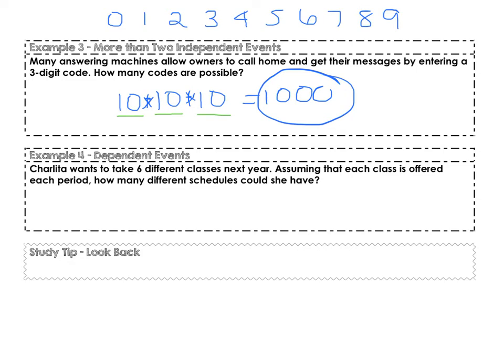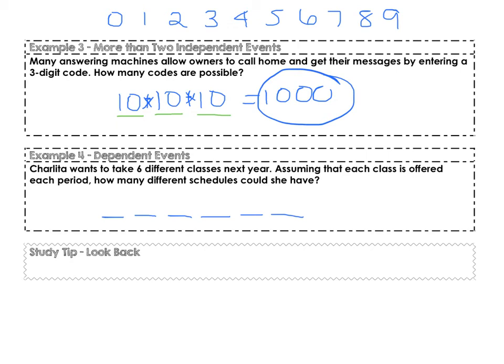Last example, we have this Charlita who's going to take 6 different classes. One way of starting to look at this is we have 6 different placeholders, one representing each of the individual classes. So like a first period, a second period, a third period, a fourth period, fifth, and sixth period class. Assuming that each class is offered during a period, how many different schedules could she have?